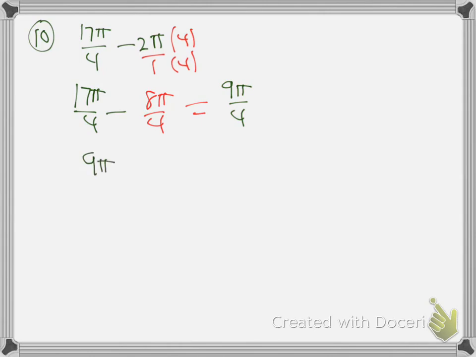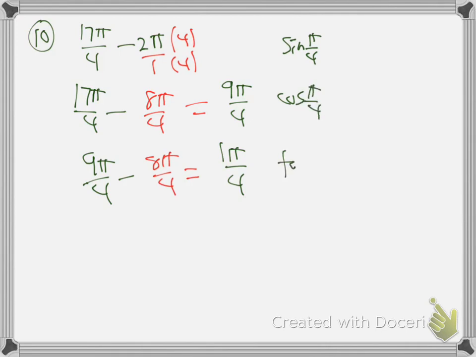And now, what should I do with 9 pi over 4? Subtract another 8 pi over 4, which leaves you with just 1 pi over 4, or pi over 4. Is that good? Everybody see? And then I go to the unit circle for pi over 4 and find all my trig functions: the sine of pi over 4, cosine of pi over 4, tangent of pi over 4.